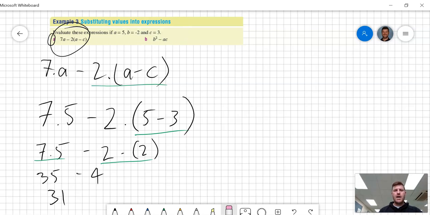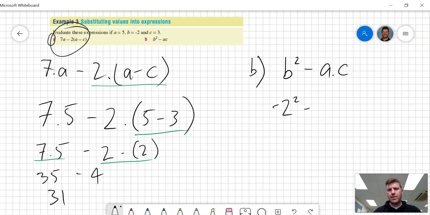Okay, I'll do the second example, and then you guys can get onto DayMap and have a go at those questions. So example 3b, I'll rewrite that expression again. So b squared take ac. Remember, ac means a times c. So let's go ahead and substitute those values that we know. b is represented by minus 2 squared. Take away a, which is 5 times 3.